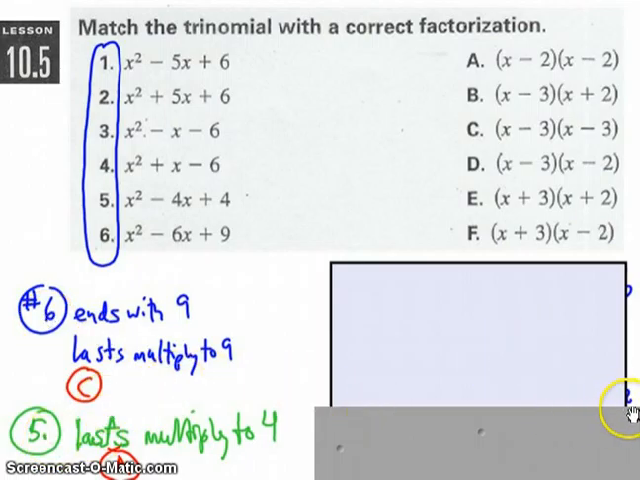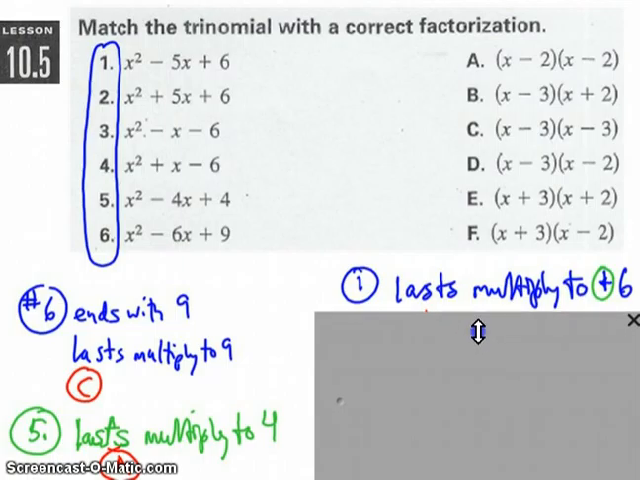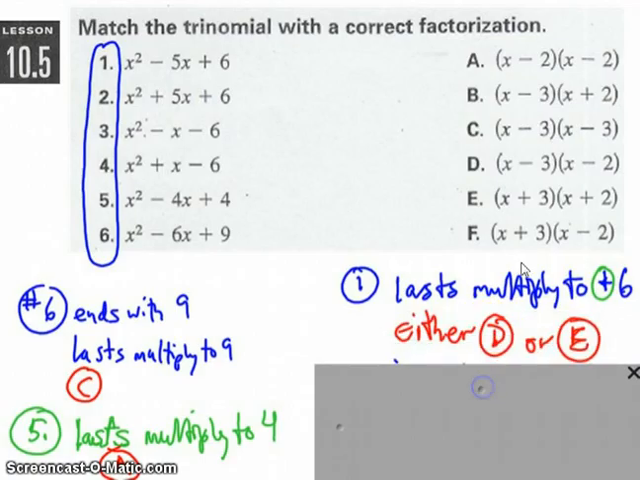The last thing I had to do then, let's get rid of this. Alright, of the remaining 4, 2 of them end in 6, 2 of them end in negative 6. So let's just look at the first 2 that end in 6. Number 1 is one of those. So the lasts have to multiply to make positive 6. There are 2 different situations where that happens. D and E both do that. Negative 3 times negative 2 does multiply to make positive 6. Positive 3 times positive 2 also does.